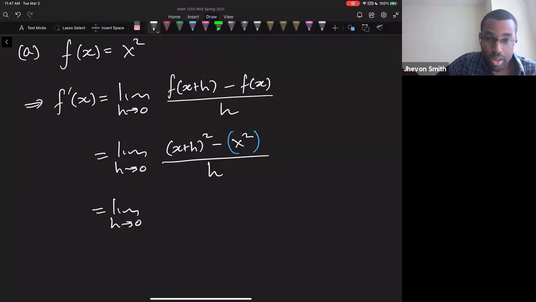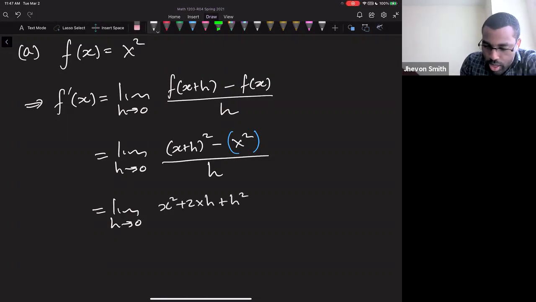So now we have to remember our limit strategies. Obviously, you want to try to see if you can plug in at first. That's never going to be the case when you set up the derivative, because there's an h in the denominator. So you can't immediately plug in, but your goal would always be to try to simplify so I can plug in. That would mean I would want to expand this: x squared plus 2xh plus h squared minus x squared over h.